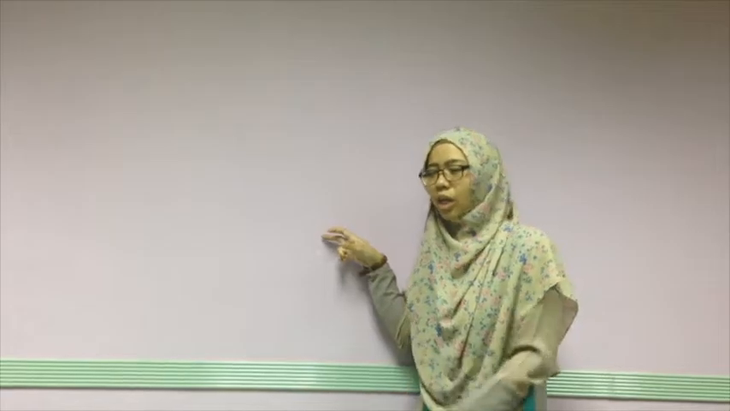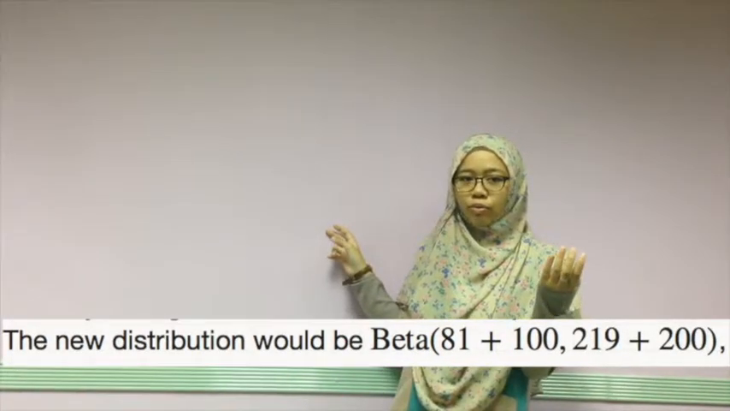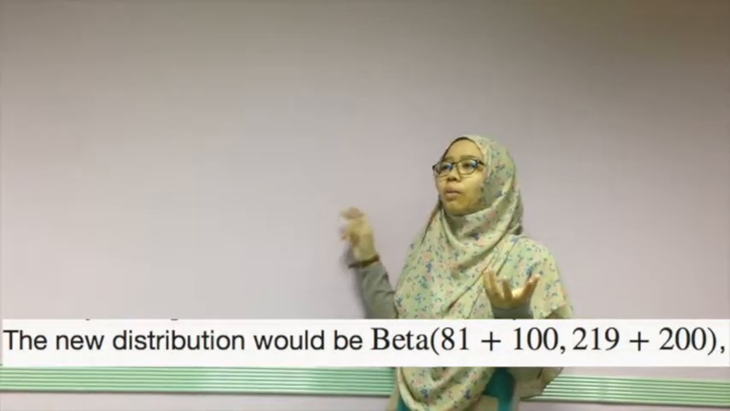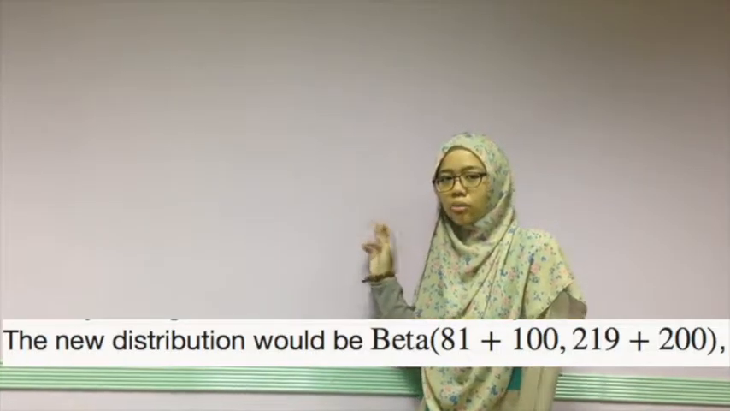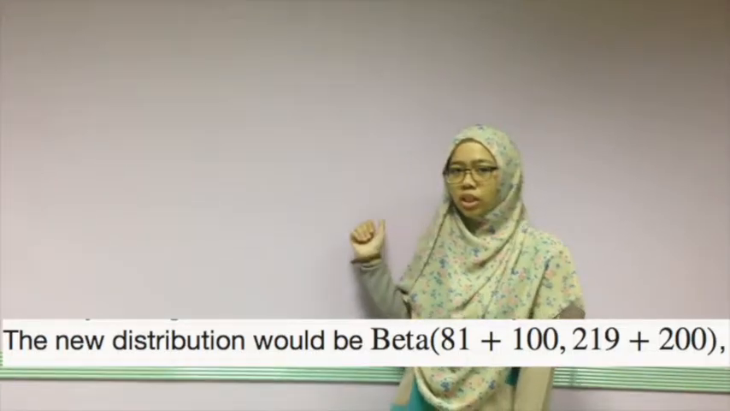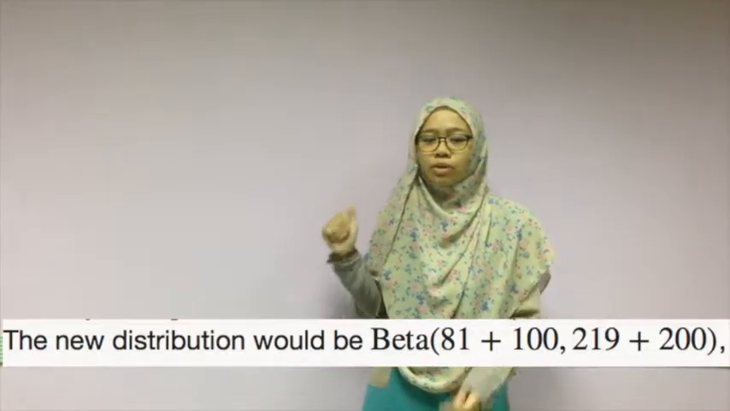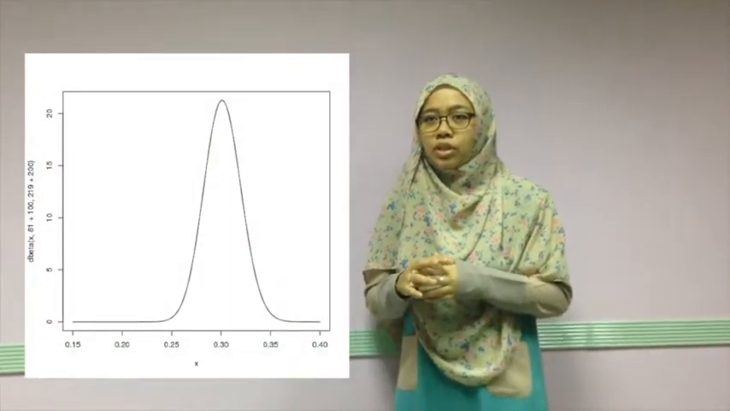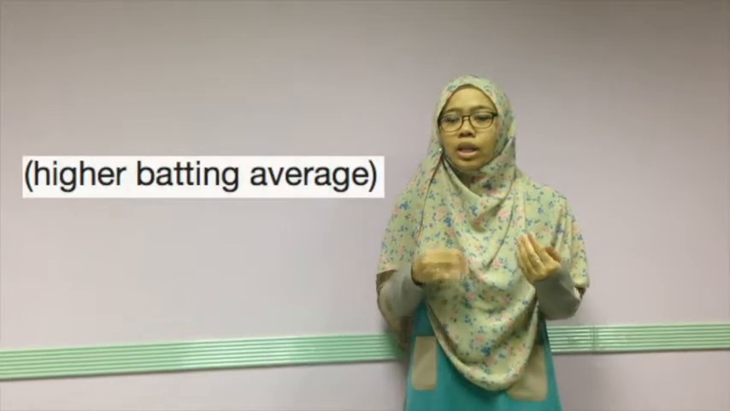So how we calculate it in the formula is Beta(alpha, the previous number of hits, plus 100, beta plus 200), where 200 is the number of times he missed in the game. The curve will shift to the right if the number of hits increases. From my explanation, we can conclude that the best way to calculate the batting average of each player is by using beta distribution.